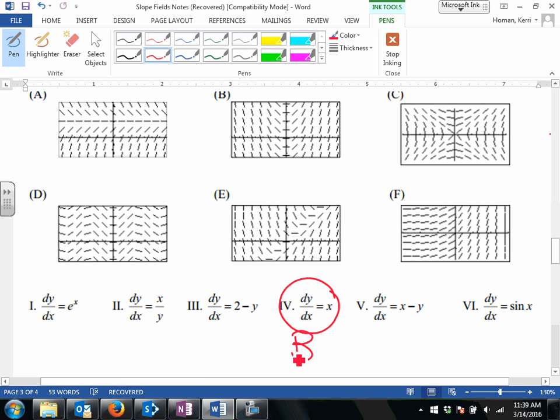Because we find our slopes by x. So here when x is 0, our slopes are 0. When x is 1, our slopes are 1. Or like Zach said, this looks like x squared. This is the differential equation x.